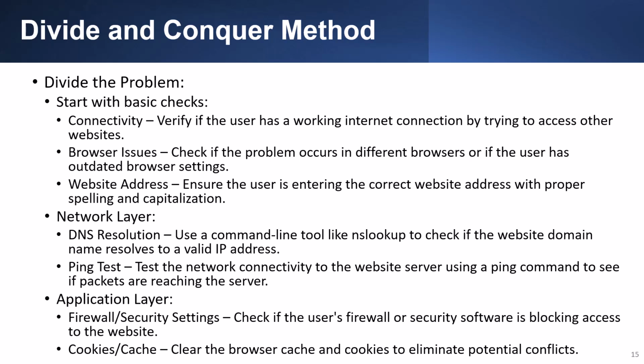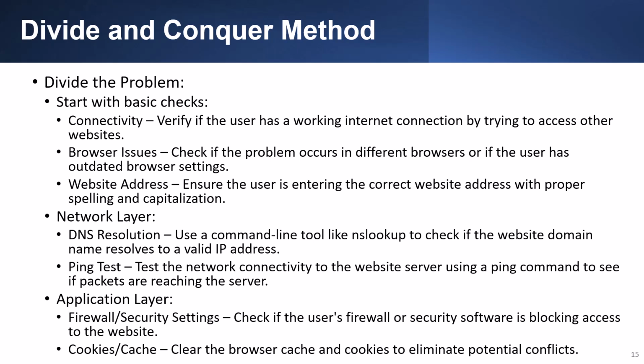When you divide the problem, start with the basic checks. Connectivity will verify if the user has a working internet connection by trying to access other websites. Browser issues: check if the problem occurs in different browsers or if the user has outdated browser settings. Website address ensures the user is entering the correct website address with proper spelling and capitalization.